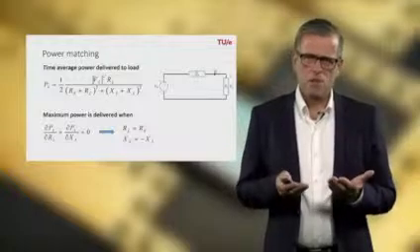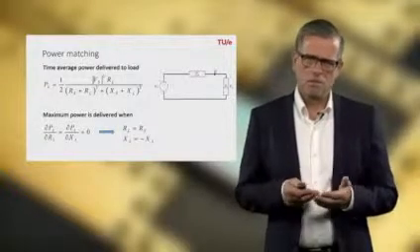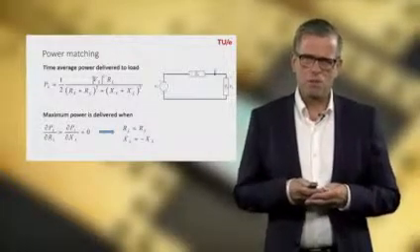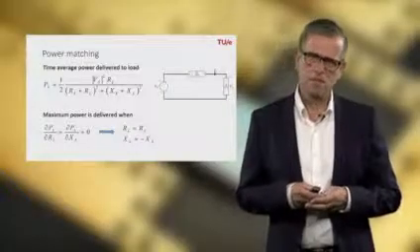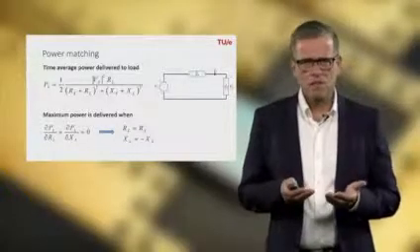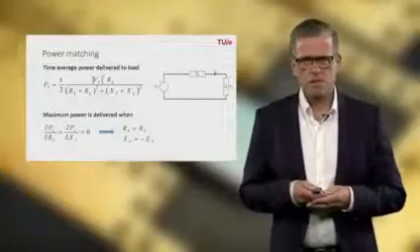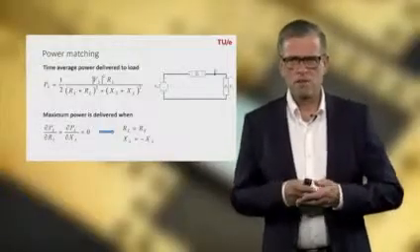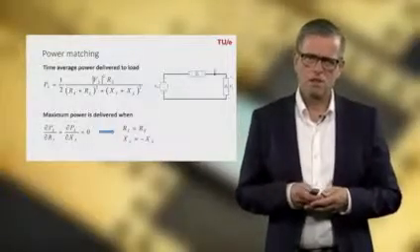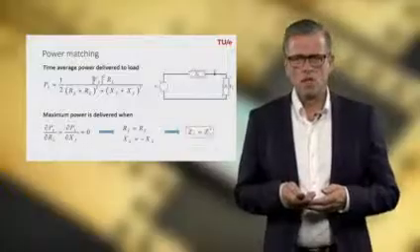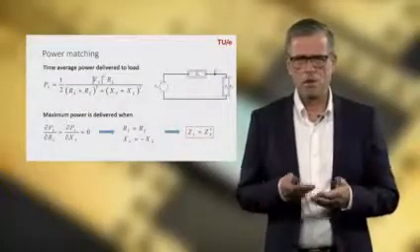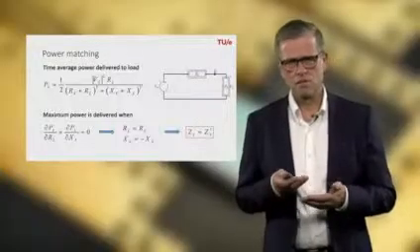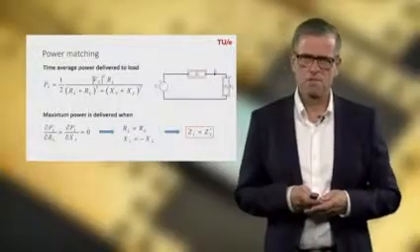That appears to happen when we have the particular choice that the real part of the load impedance is exactly equal to the real part of the source impedance, and the imaginary part of the load impedance is equal to minus the imaginary part of the source impedance. We call this conjugate matching. So the load impedance is the conjugate of the source impedance.